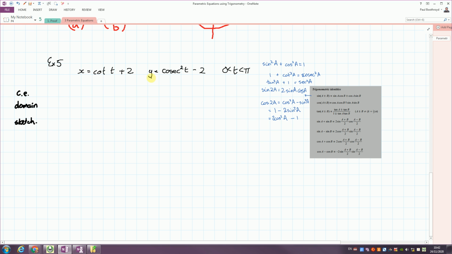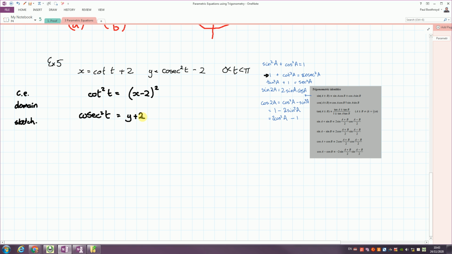And the cot-cosec one is that identity. So we need to know what cot squared is, and we need to know what cosec squared is. So cot squared of t, move the 2 to the other side and square it. And the cosec squared is just a rearrangement on the y. It's y plus 2.